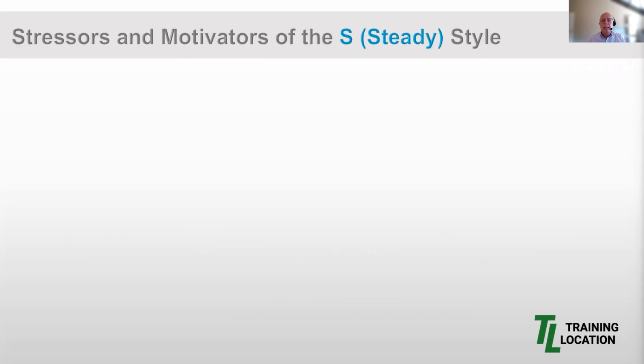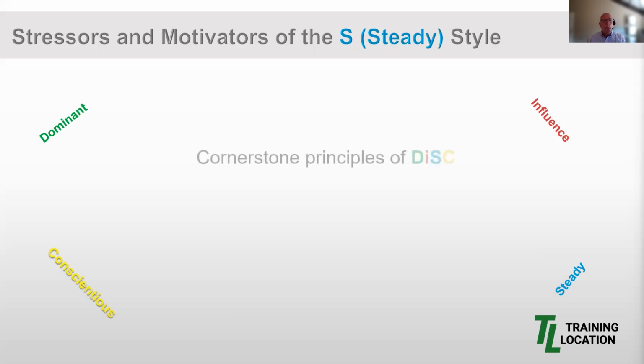Our topic today is stressors and motivators of the S or steady style. You'll discover simple and effective ways to improve interactions with the S styles in your world. This session is one in a series discussing the stressors and motivators of the 4 DiSC styles, which include dominant, influence, steady, and conscientious. Before we begin, let's review the cornerstone principles of DiSC.